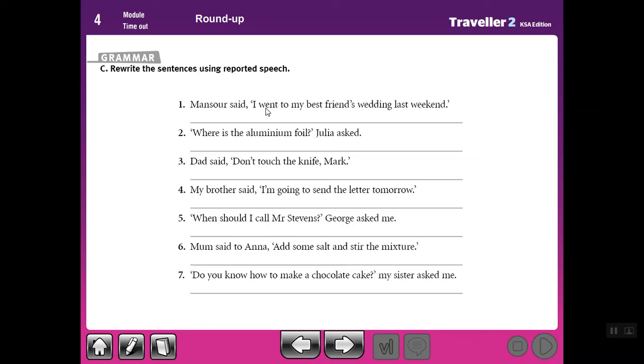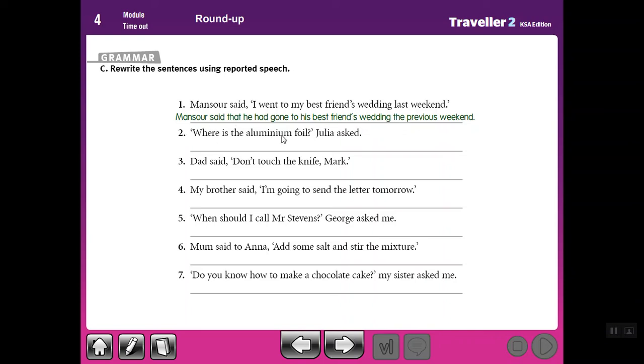Here is past simple. As we said, past simple we exchange into past perfect tense. Mansour said that he had gone to his, not my. He says my, but I exchange it into his best friend's wedding the previous weekend. Okay? This is the answer: Mansour said that he had gone to his best friend's wedding the previous weekend.